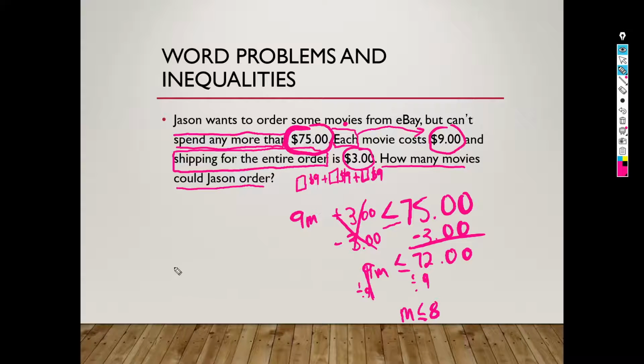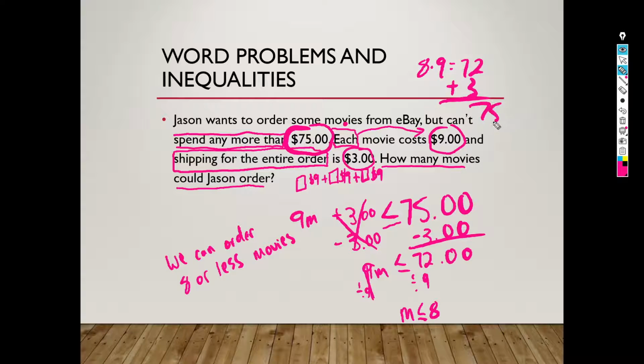So movies, so we can order 8 or less movies. Right? And that should make sense. We could test it. What's 8 times 9? 8 times 9 equals 72. We add 3, and that's 75. And that fits. Our inequality said that we could spend less than or equal to 75, so that works.